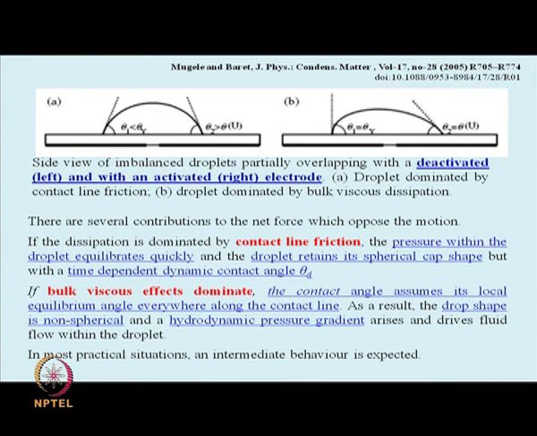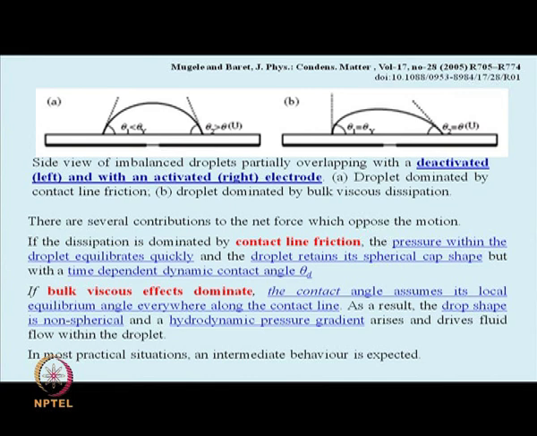And on the other hand, we may have a droplet which is dominated by bulk viscous dissipation inside the droplet. So, there are several contributions to the net force which oppose the motion. Now, if you have the contact line friction governing the entire process, then the pressure inside the droplet will equilibrate very quickly, and more or less the spherical shape will be retained, and it would be difficult for the droplet to move. Whereas, if your viscous forces dominate, then you are going to have a sharp change in contact angle on the electrode which is switched on.